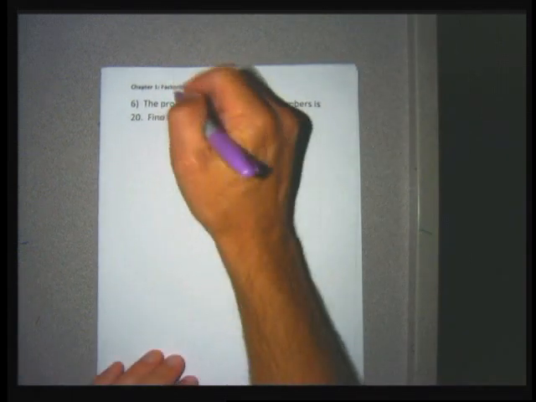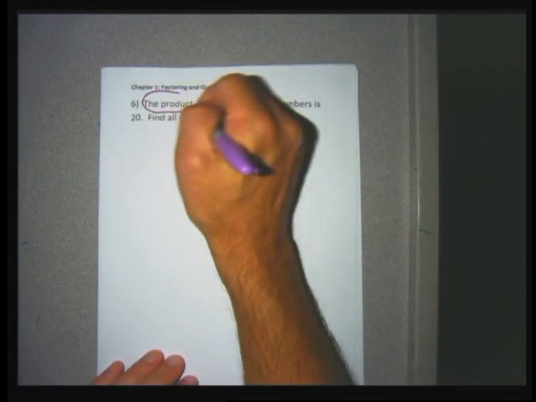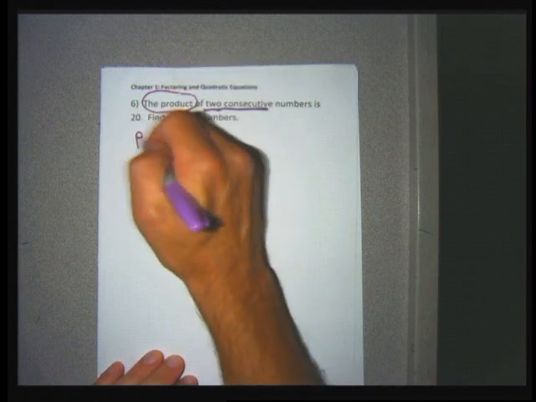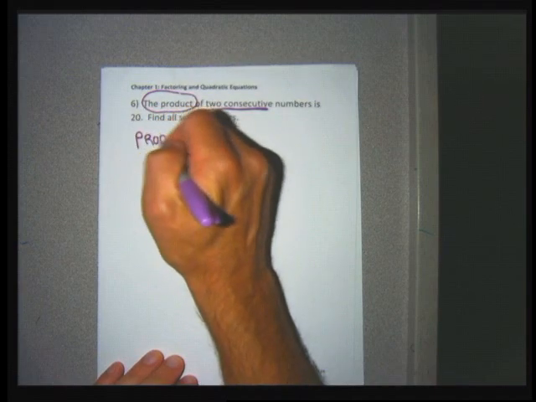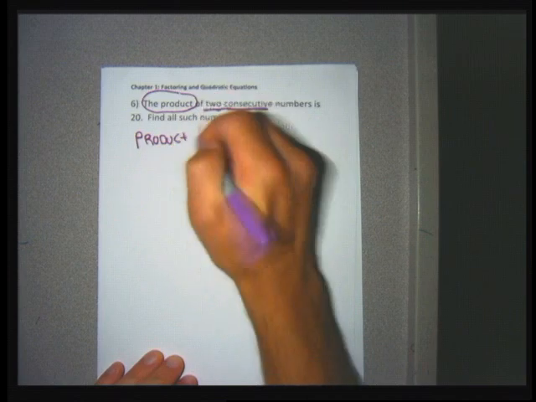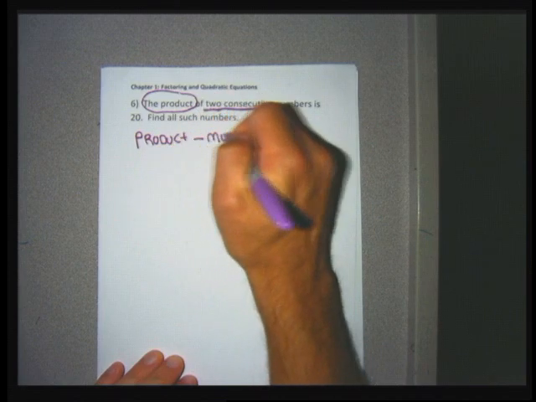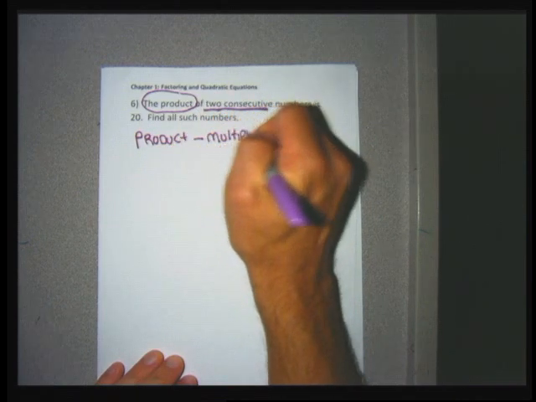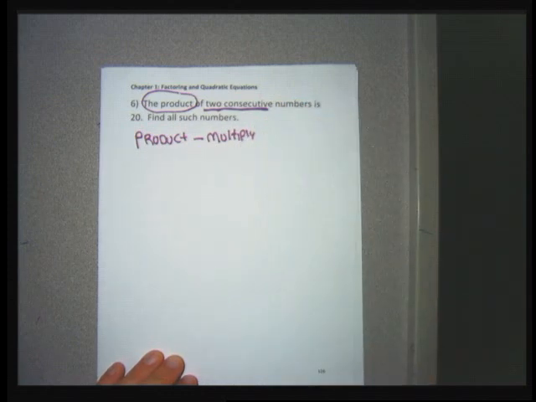So as I get into problem 6, the first thing I see is the word product, and product's going to tell me to multiply. And after the word product, it tells me what I'm going to multiply.